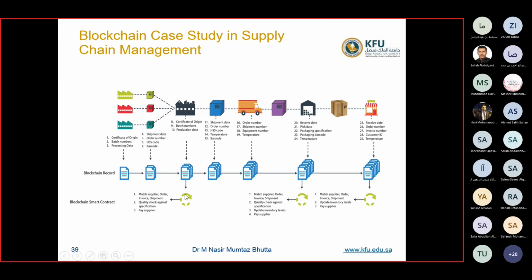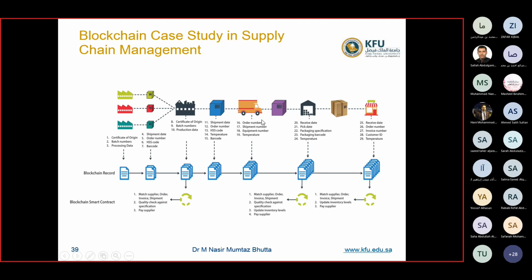And blockchain smart contracts are continuously monitoring whether the supplier, order, invoice, and shipment that were recorded here match, and whether it is the same number being used later on in the process by the other inventors. So that quality check is again applied, and they pay the supplier. Similarly, the certificate of origin, the batch number, and production data are managed in the factories. Then again, in the other process, when you're transmitting the product, the order, the shipment date, order number, temperature, and the barcode can be recorded.